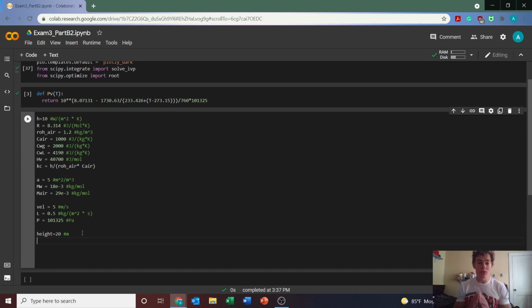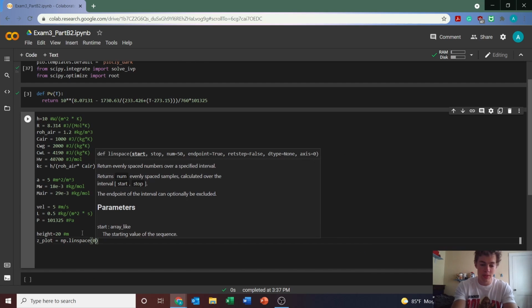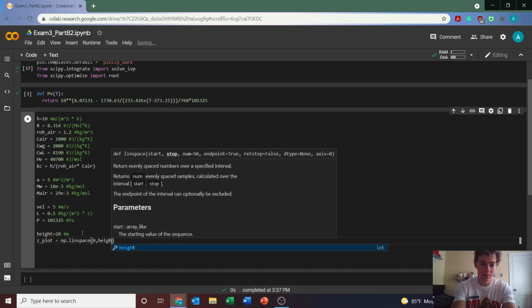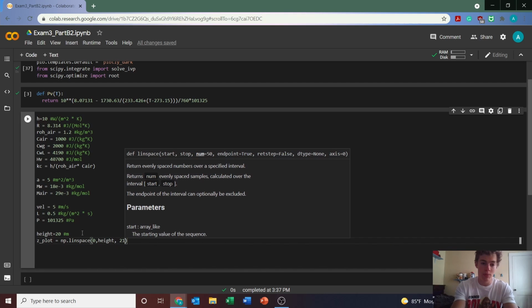So the first thing we're going to do is define our z plots, and that's going to allow us to plot our data later on. So we're going to have our z underscore plot, and that's going to be equal to np.linspace from 0 to our height. And then we want 20 points, and that'll just give us a graph of 20 individual points where we can plot our data.